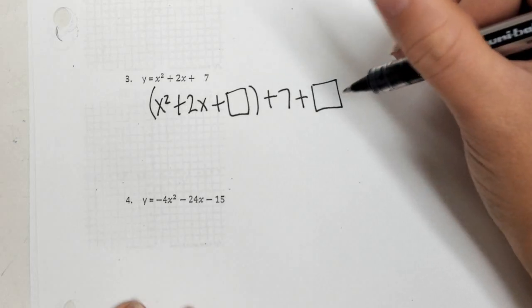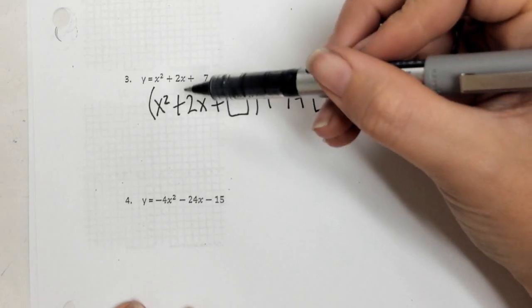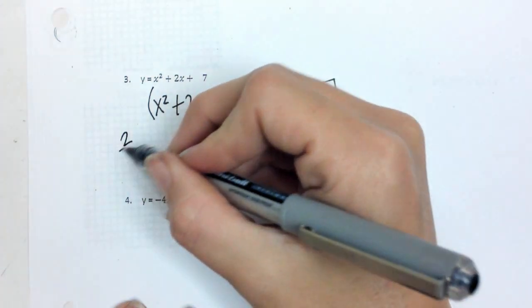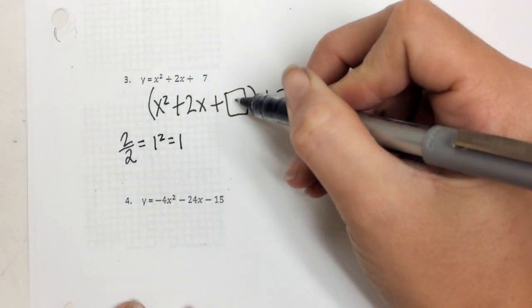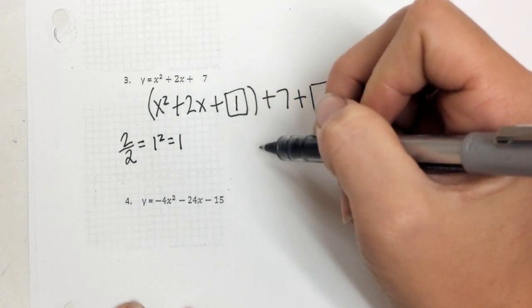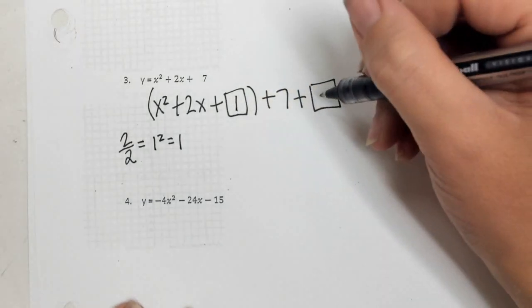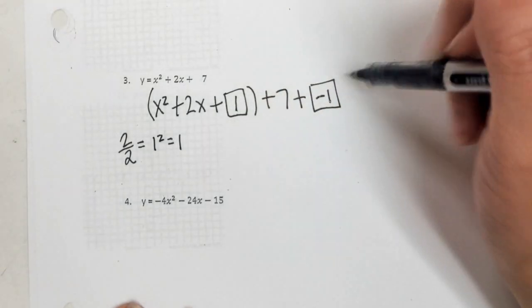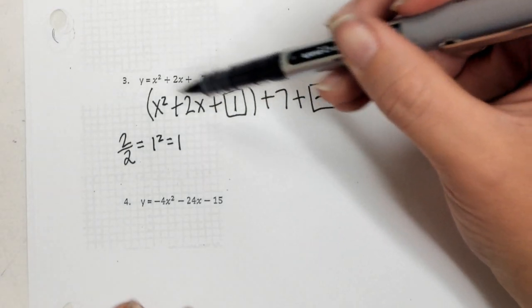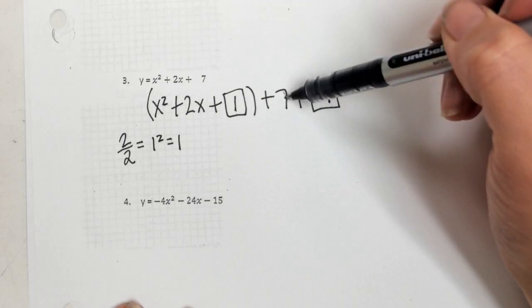Now what goes in the box? Remember, we have to take 2, divide it by 2. That's going to be 1. 1 squared is 1. So right here we'll have a positive 1, but remember over here we'll have a negative 1. That way they cancel out, but we'd still have the same equation, x squared plus 2x plus 7.